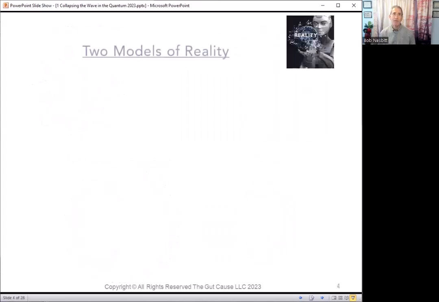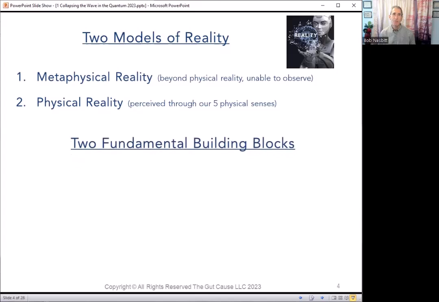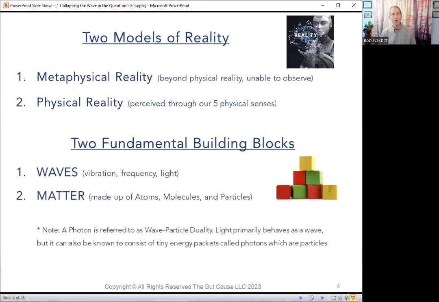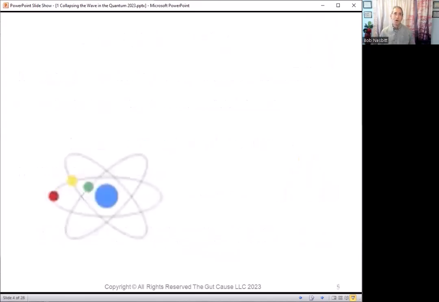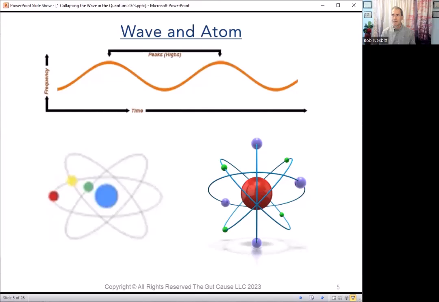And we have these two models of reality. Metaphysical reality, which we're unable to observe, and physical reality, which we perceive through our 5 physical senses. Now, within these two models, we have these fundamental building blocks that are made up of waves, which are frequency, and then matter made from atoms, molecules, and particles. So here is a wave measured by frequency over time. With its peaks and troughs, the highs and lows, which we'll get into in a minute.